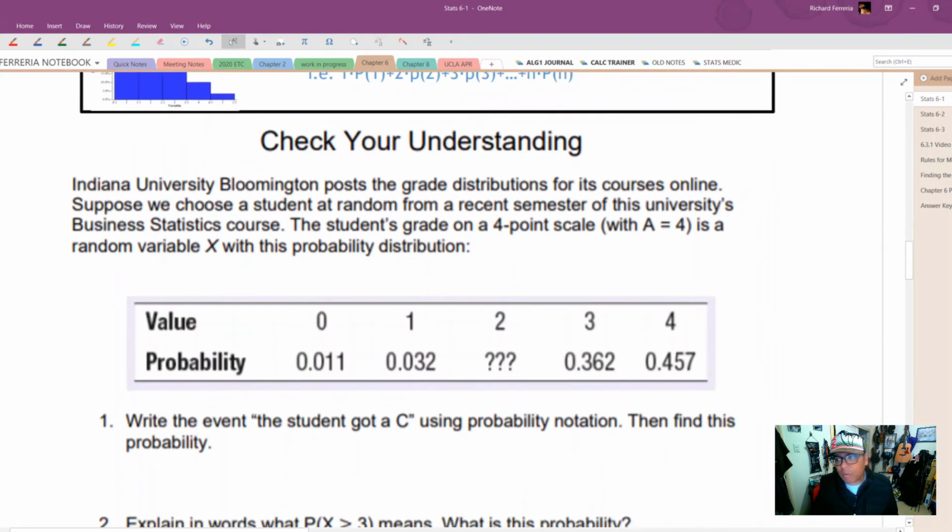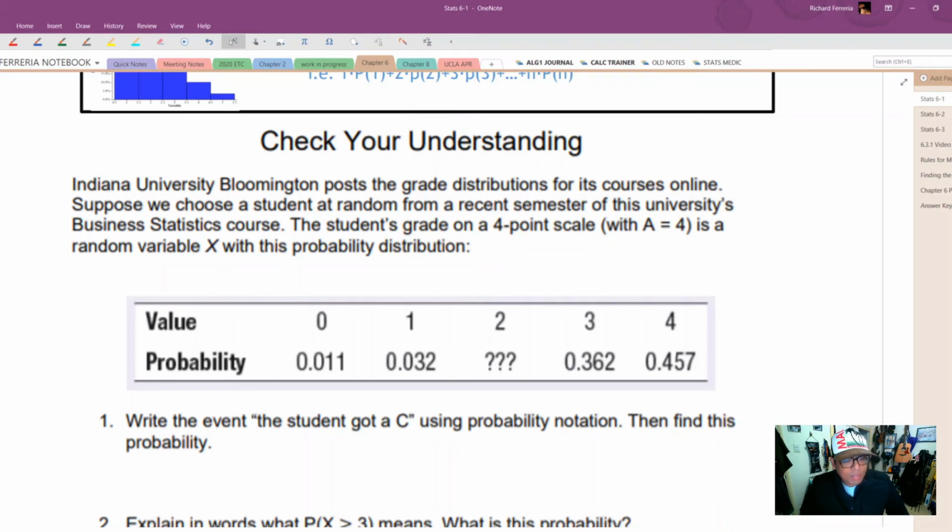So let's check our understanding. Indiana University Bloomington posts the grade distribution for its courses online. Suppose we choose a student at random from a recent semester of the university's business statistics course. The student's grade on a 4-point scale with an A equals 4 is a random variable x with the following probability distribution.